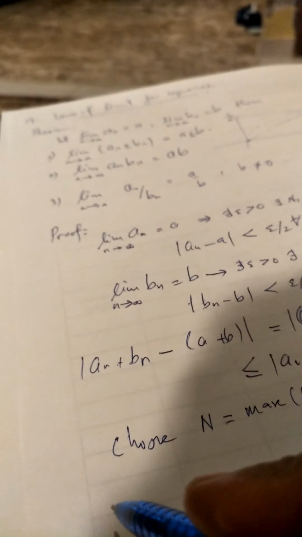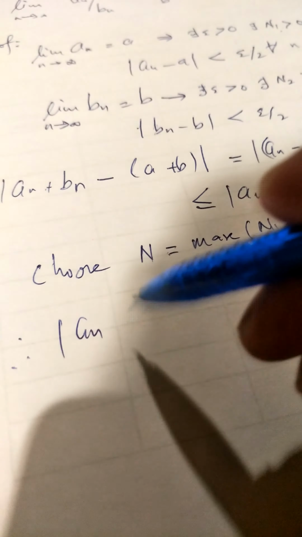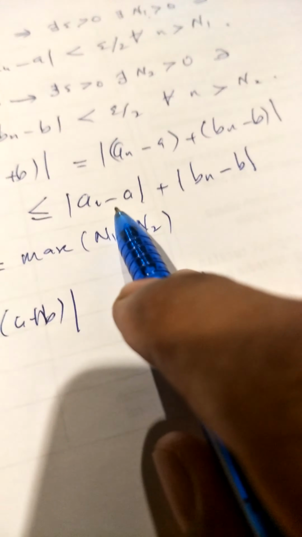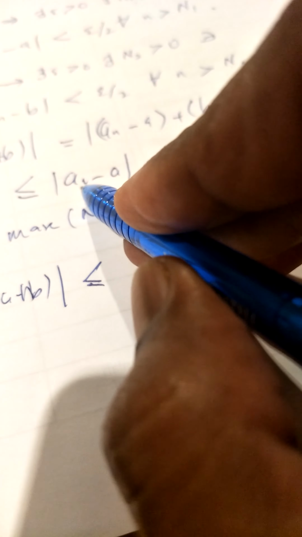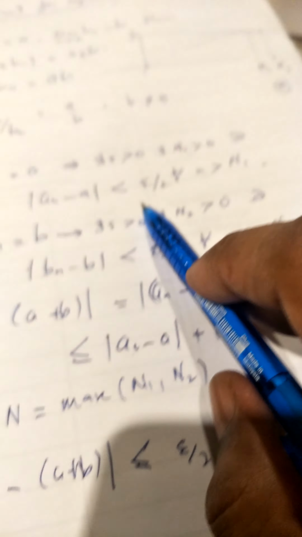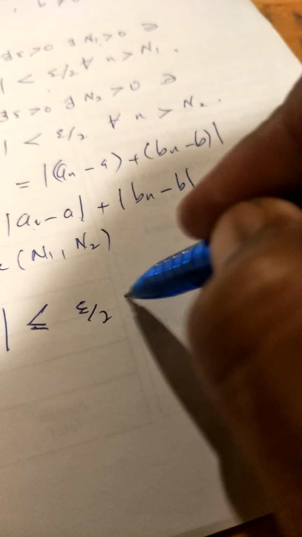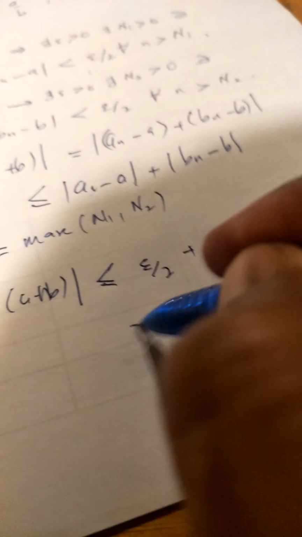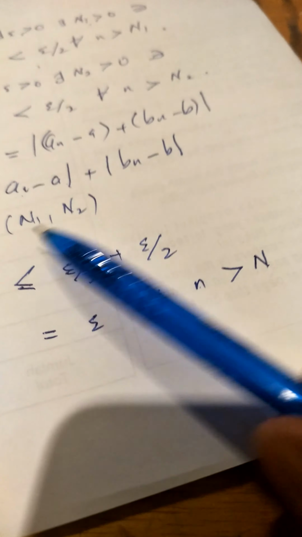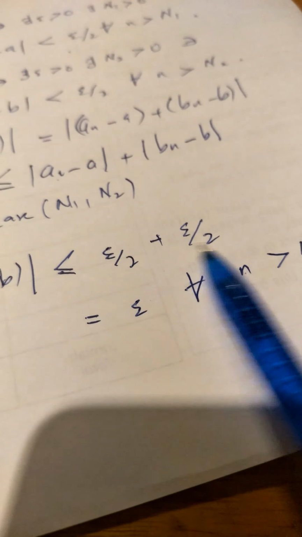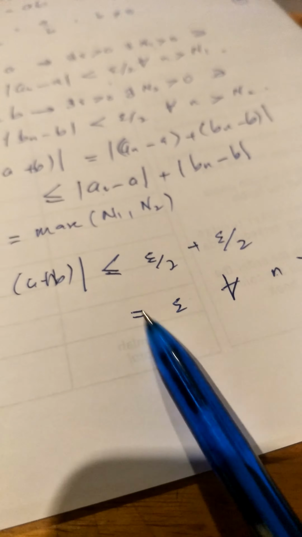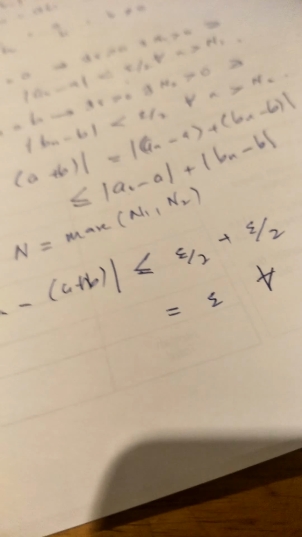Therefore we have |an plus bn minus (a plus b)| is less than |an minus a| plus |bn minus b|. The first is less than epsilon over 2 from the definition, and bn minus b is also less than epsilon over 2. This is just epsilon for all n greater than n. Remember that your n in this case is the maximum between n1 and n2, and this is the reason why we choose epsilon over 2, because at the end we want to show they are less than epsilon. So that's the proof.